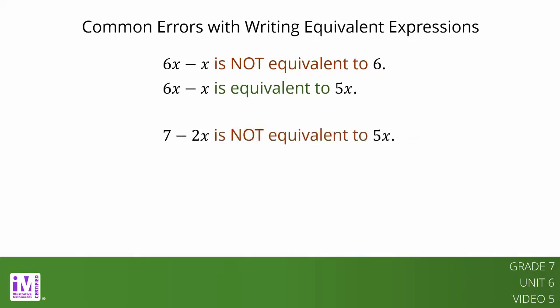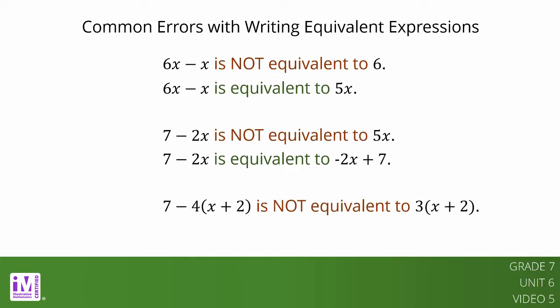7 minus 2x is not equivalent to 5x. This expression tells us to double an unknown amount and subtract it from 7. This is not always the same as taking 5 copies of the unknown. 7 minus 2x is equivalent to negative 2x plus 7, because we can rewrite subtraction as adding a negative and then apply the commutative property.